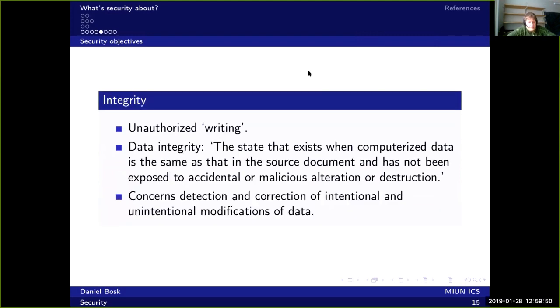And integrity is the corresponding unauthorized writing, and writing in the very general sense. So data integrity has various definitions. One is that the state that exists when computerized data is the same as that in the source document and has not been exposed to accidental or malicious alteration or destruction. So that's one definition of data integrity. And basically it concerns detection and correction of intentional and unintentional modifications of data.